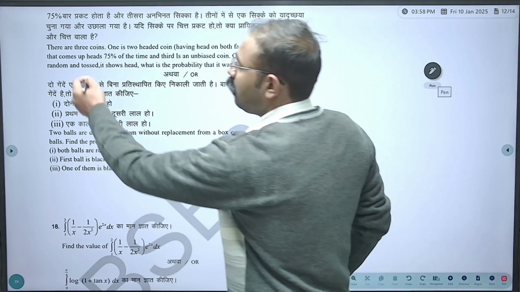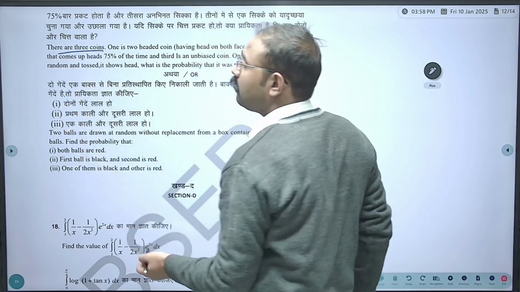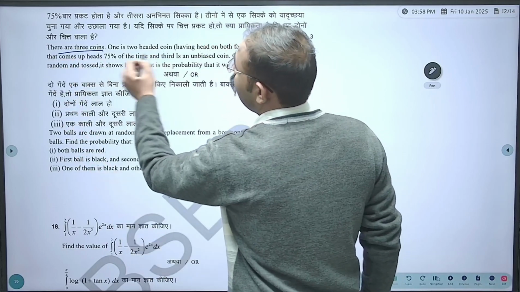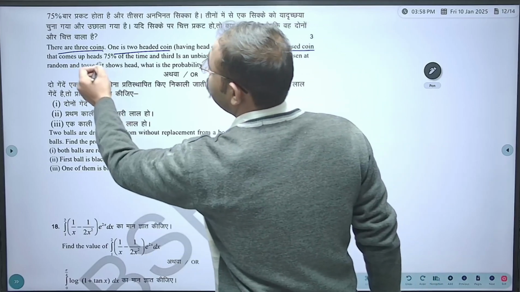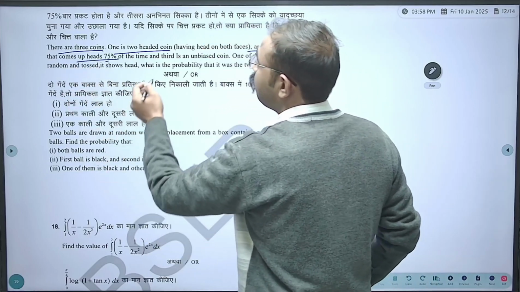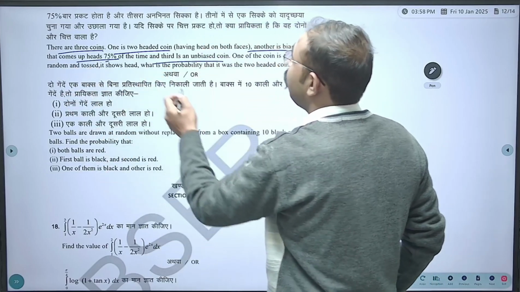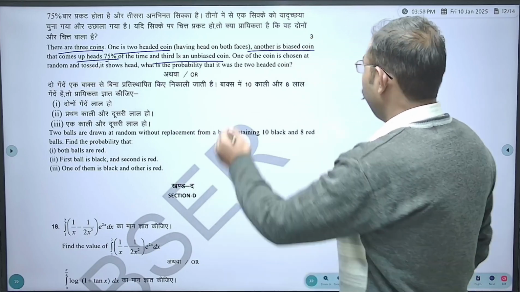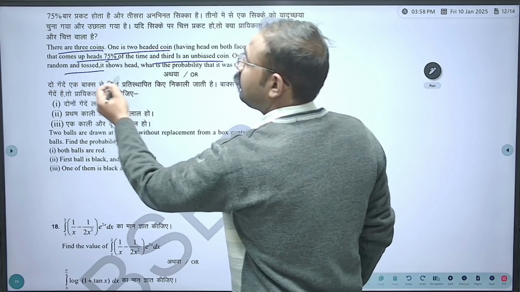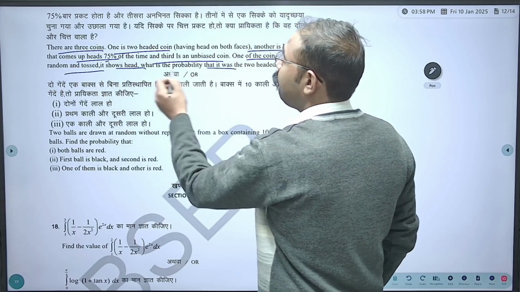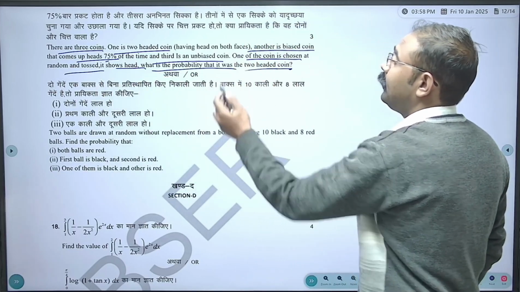Here there are 3 coins. One is a two-headed coin, another is a biased coin that comes up head 75% of the time, and the third is an unbiased coin. One of the coins is chosen at random and tossed. It shows head. What is the probability that it was the two-headed coin?